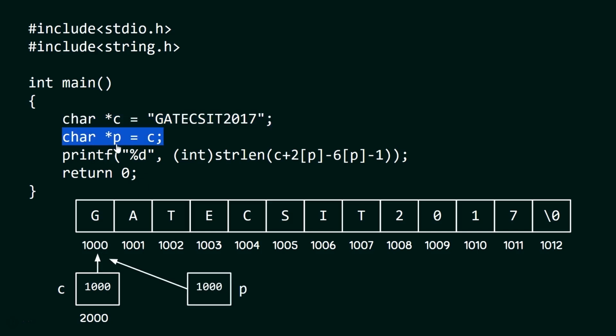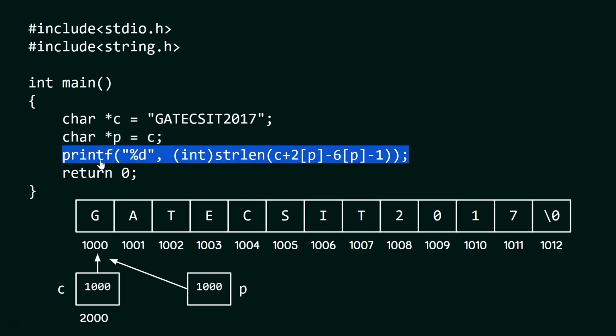Then we have a pointer P, which is pointing to the first character of the string literal too, because it is also containing the address 1000. As we can see here, the assignment statement says that the value of C is now assigned to P. P contains 1000, so it is now assigned to P.